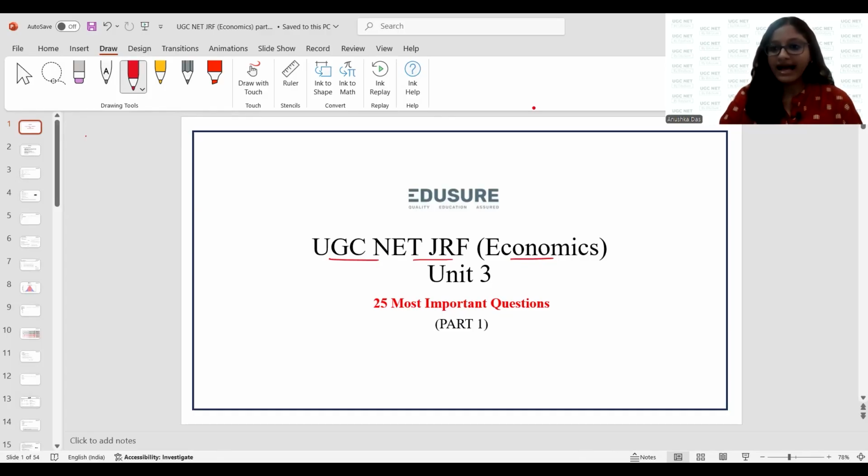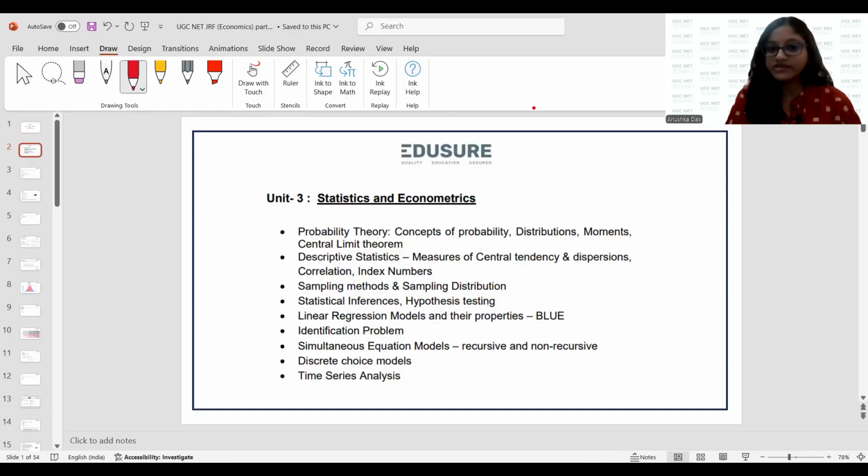I will be particularly covering Unit 3 of the UGC NET exam. Unit 3 is on Statistics and Econometrics. Let me show you the syllabus first. This is the syllabus of Statistics and Econometrics for your UGC NET, where firstly you will have probability theory, probability concepts, probability distributions. Then you have sampling methods, sampling distributions, inference, hypothesis testing.